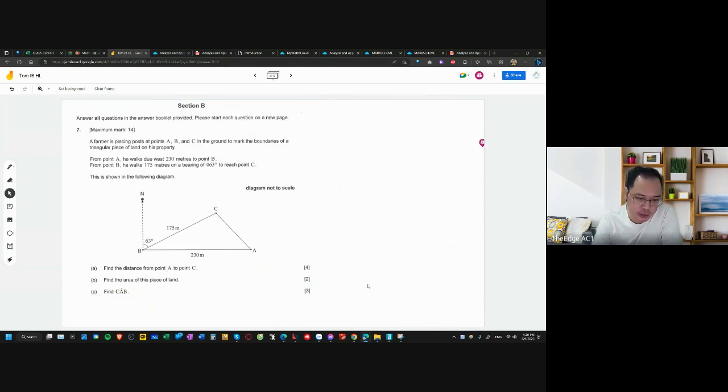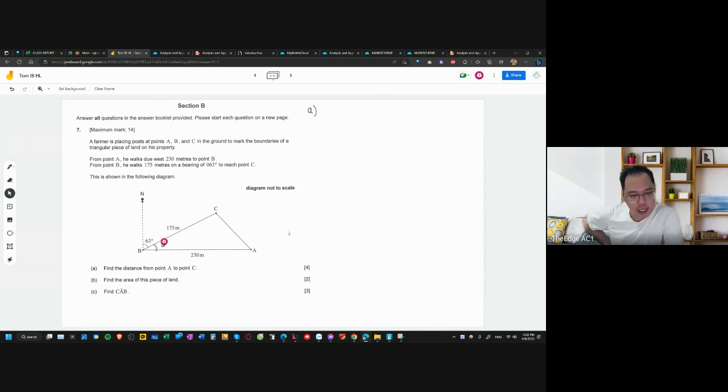The area of the piece of land, just use the normal formula for that triangle: 1/2 of the base multiplied with the height. We can choose a base which is easy to find the corresponding height. The base should be chosen AB.